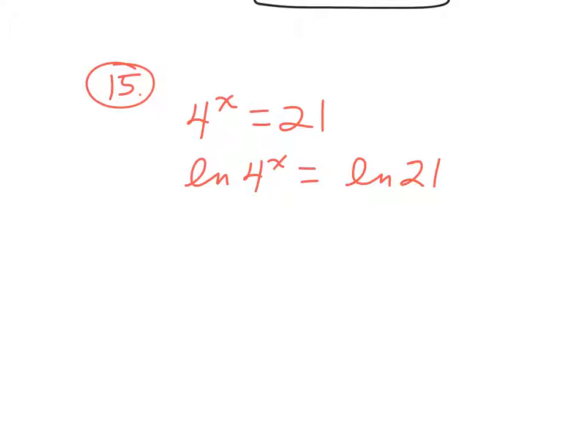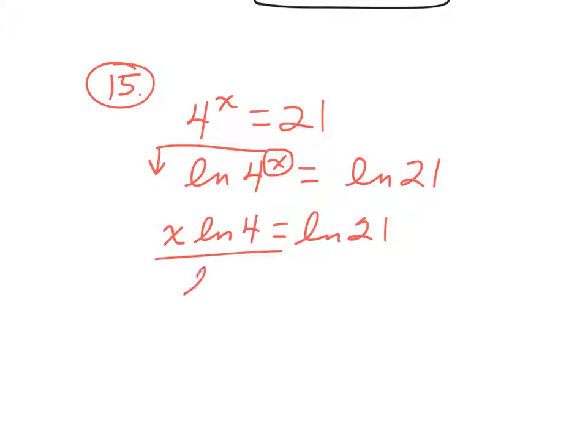The reason that we do that is now that it's a logarithm that allows me to move the exponent in front. So x times the natural log of 4 equals the natural log of 21. And to solve for x, then we can divide both sides by the natural log of 4. Gets those to cancel. The x is by itself.